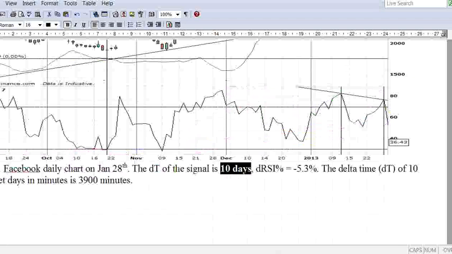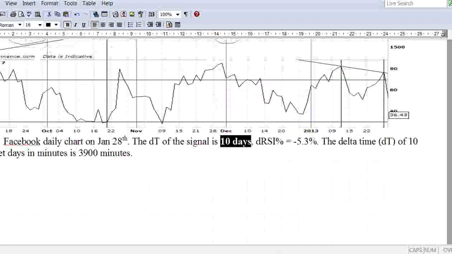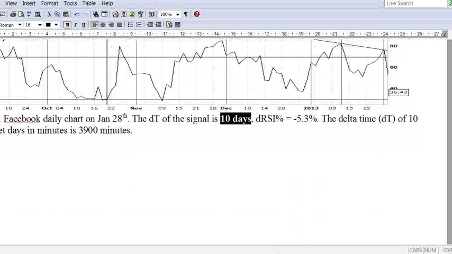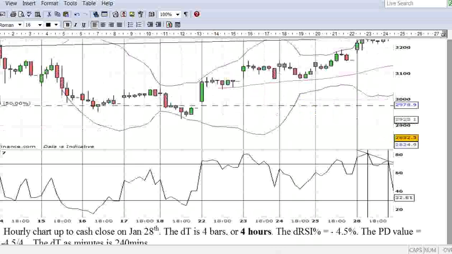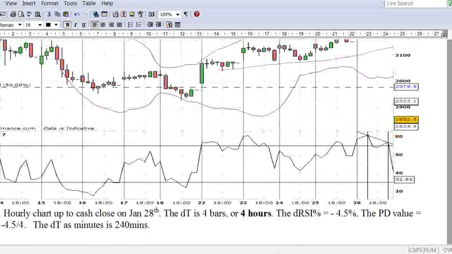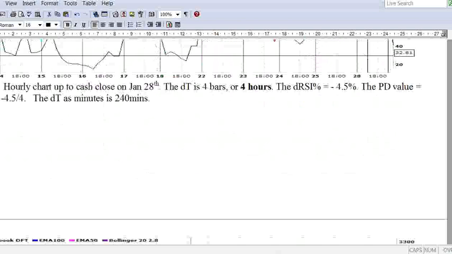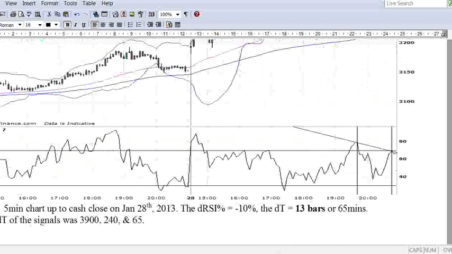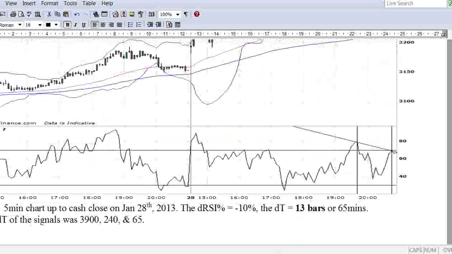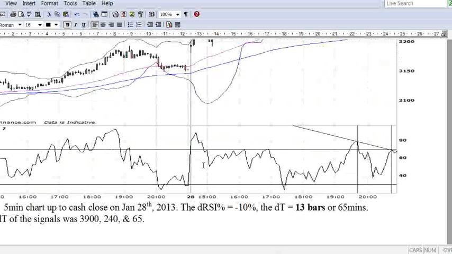We drop 5.3% across 10 candles. The PD value is like 0.5. It's 3,900 minutes. On the hourly chart, the 4 hours, 4 bars: so 4.5 delta RSI divided by 4. The PD value is greater than 1, so there's an edge there. And then on the 5-minute chart, it's 13 bars, so minus 10% RSI divided by 13 bars. It's not quite a PD ratio of 1.